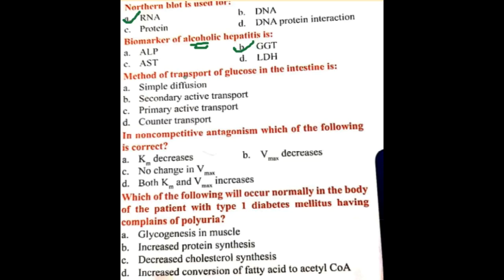And then the method of transport of glucose in intestine. In the intestine, most of the glucose is transported by secondary active transport. Transport of glucose occurs in the small intestine. It occurs by the sodium glucose transporter, that is a secondary active transport, where sodium is transported. So for transport of sodium and glucose, ATP is required. For entry of glucose, ATP is required.